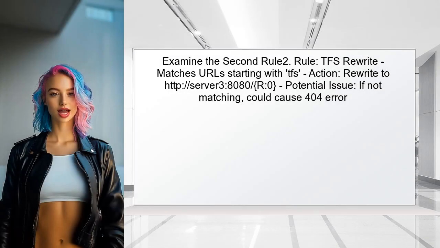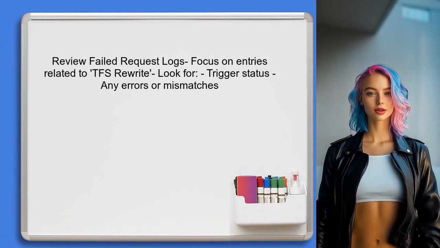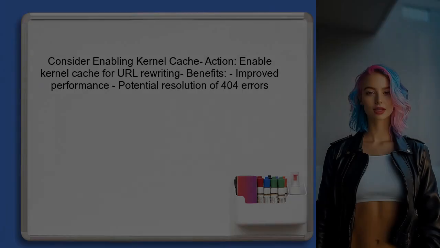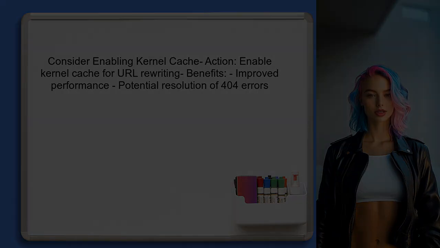Now let's examine the second rule, TFS Rewrite. This rule is supposed to rewrite URLs that start with TFS. If this rule is not matching correctly, it could lead to the 404 error the user is experiencing. The user should also review the failed request logs for any additional clues. Specifically, they should look for entries related to the TFS rewrite rule to see if it is being triggered as expected. Finally, if the issue persists, the user may want to consider enabling the kernel cache for URL rewriting. This can improve performance and potentially resolve the 404 error.